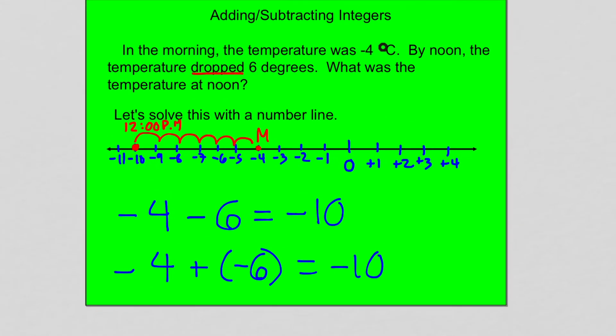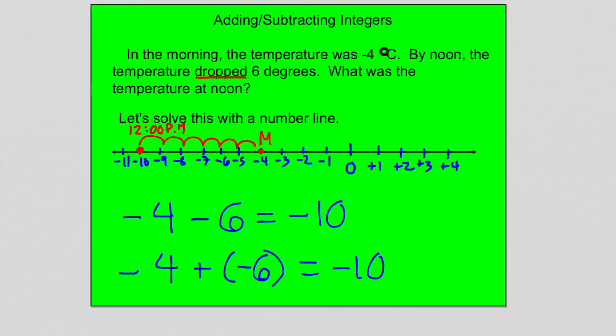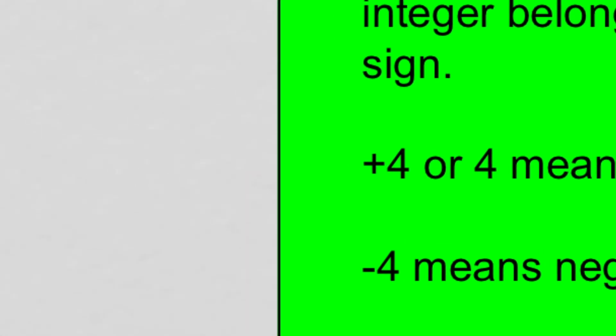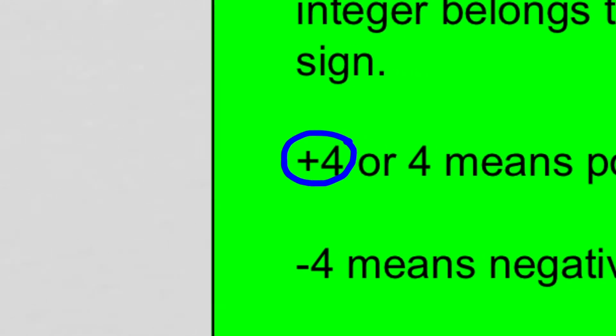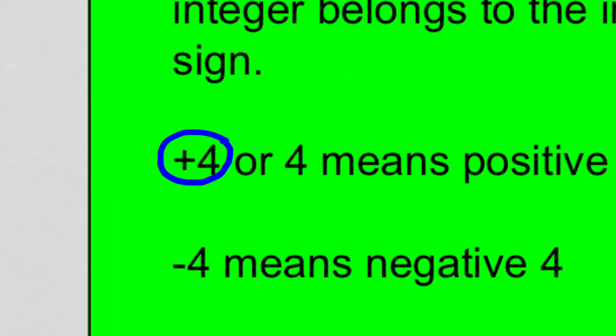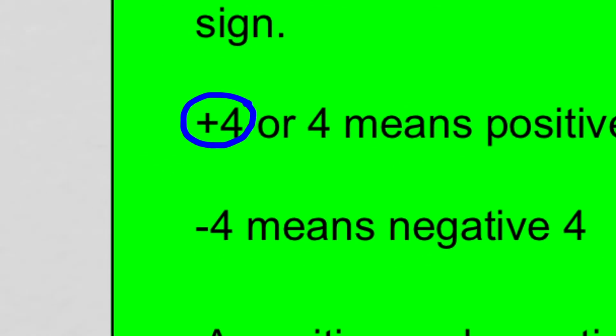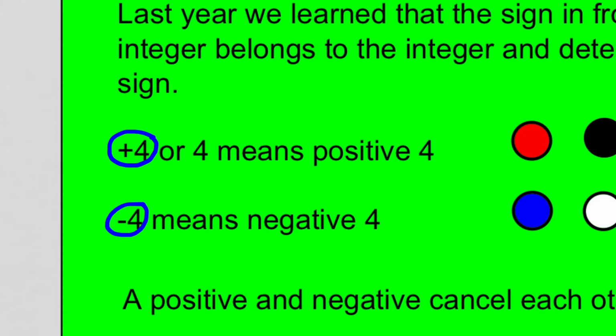To look at those kinds of integer statements, we're going to have a model for integers. I'm going to flip forward. Last year, or maybe the year before, we learned that the sign in front of an integer belongs to the integer and determines its sign. So for example, if there's a positive sign in front of the integer, then it's positive. It's a +4. And if there's no sign in front of the integer, then that still means it's positive. Now, if there's a minus sign in front of the integer, that means negative. So this means -4.